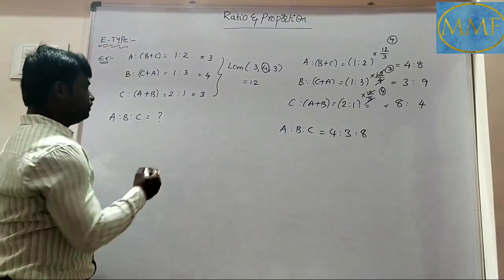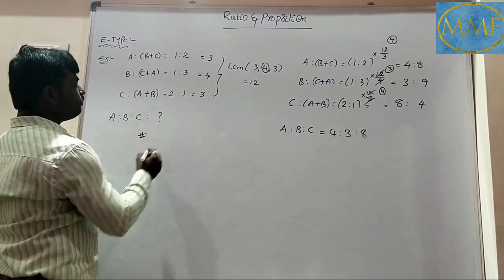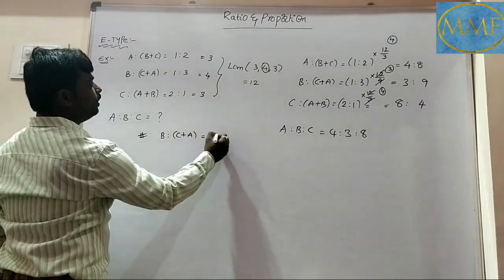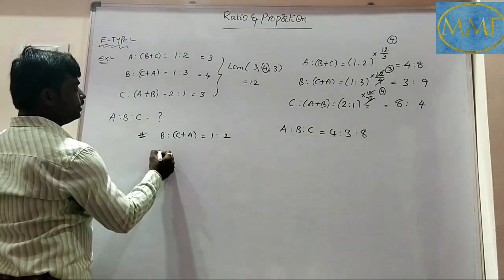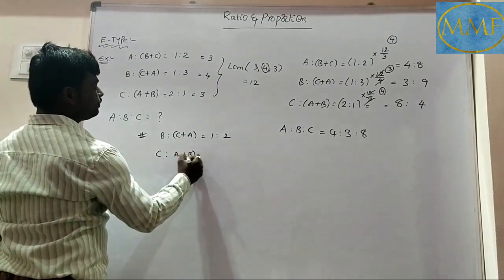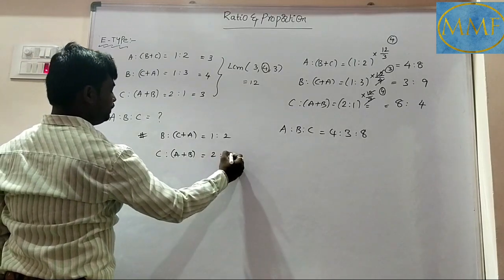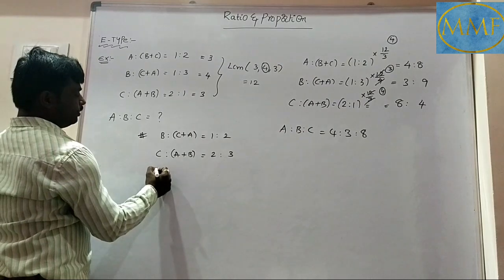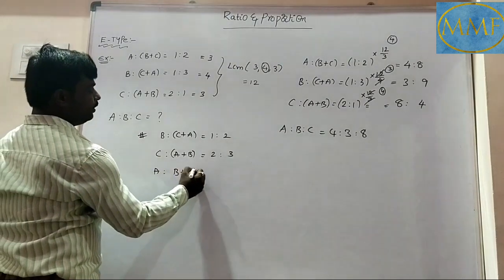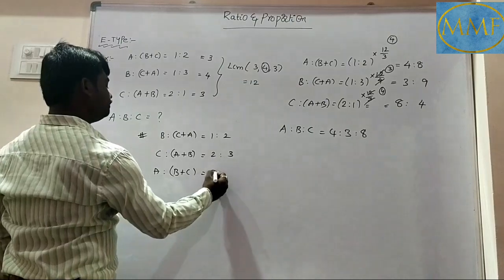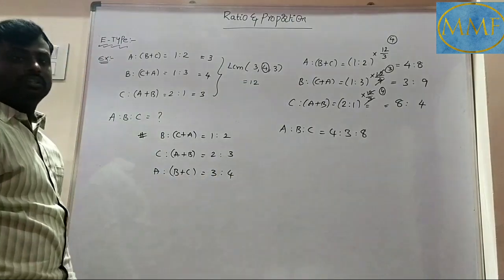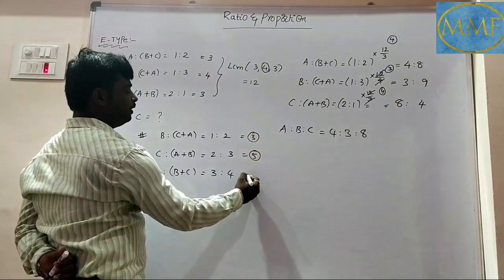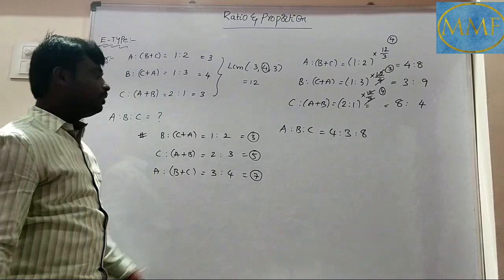We'll see one more example. Only one example. Let's see here. B is to C plus A, let's say 1 is to 2. Again, C is to A plus B is 2 is to 3. Next, A is to B plus C is, let's say, 3 is to 4. Now what we'll do? Sum. It is 3, it is 5, it is 7.